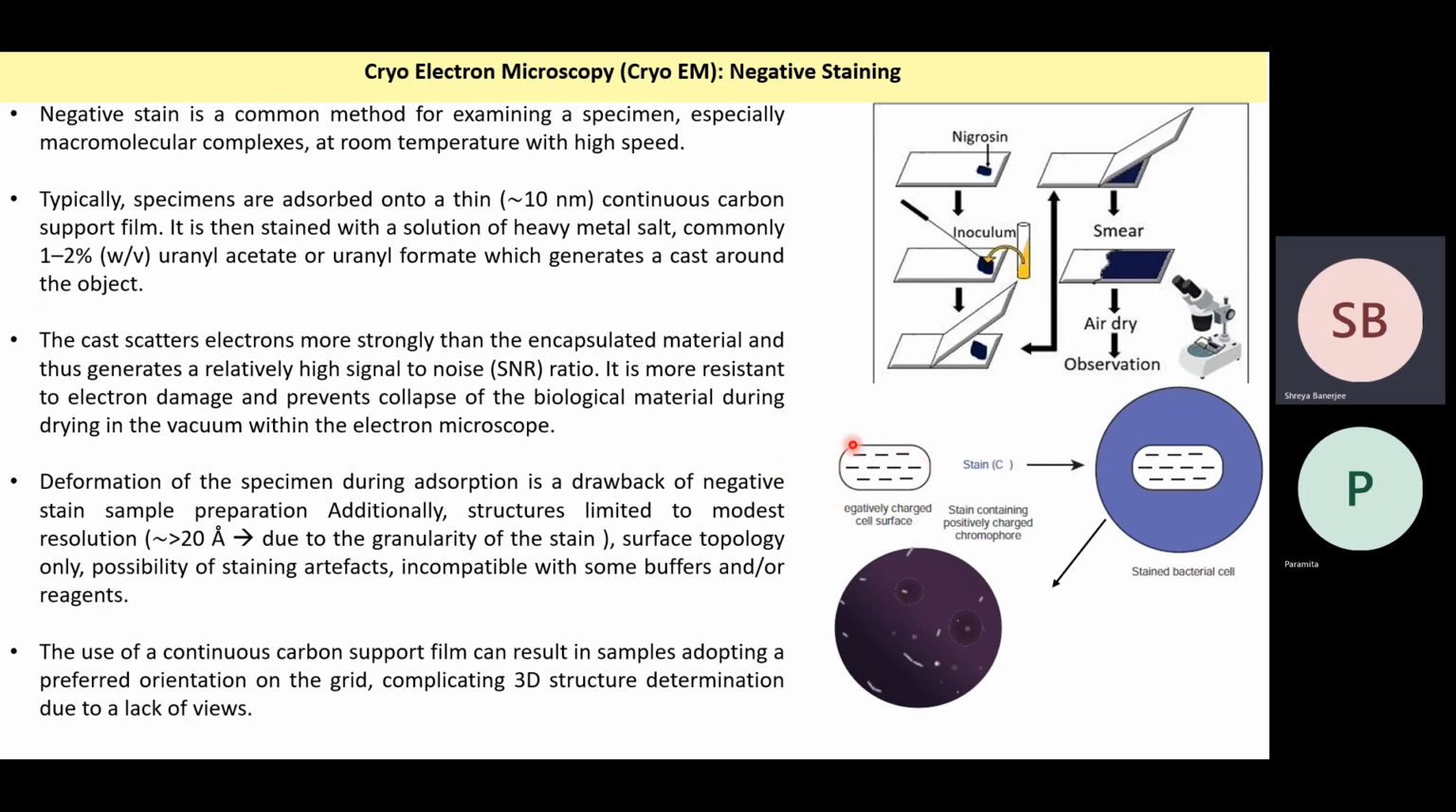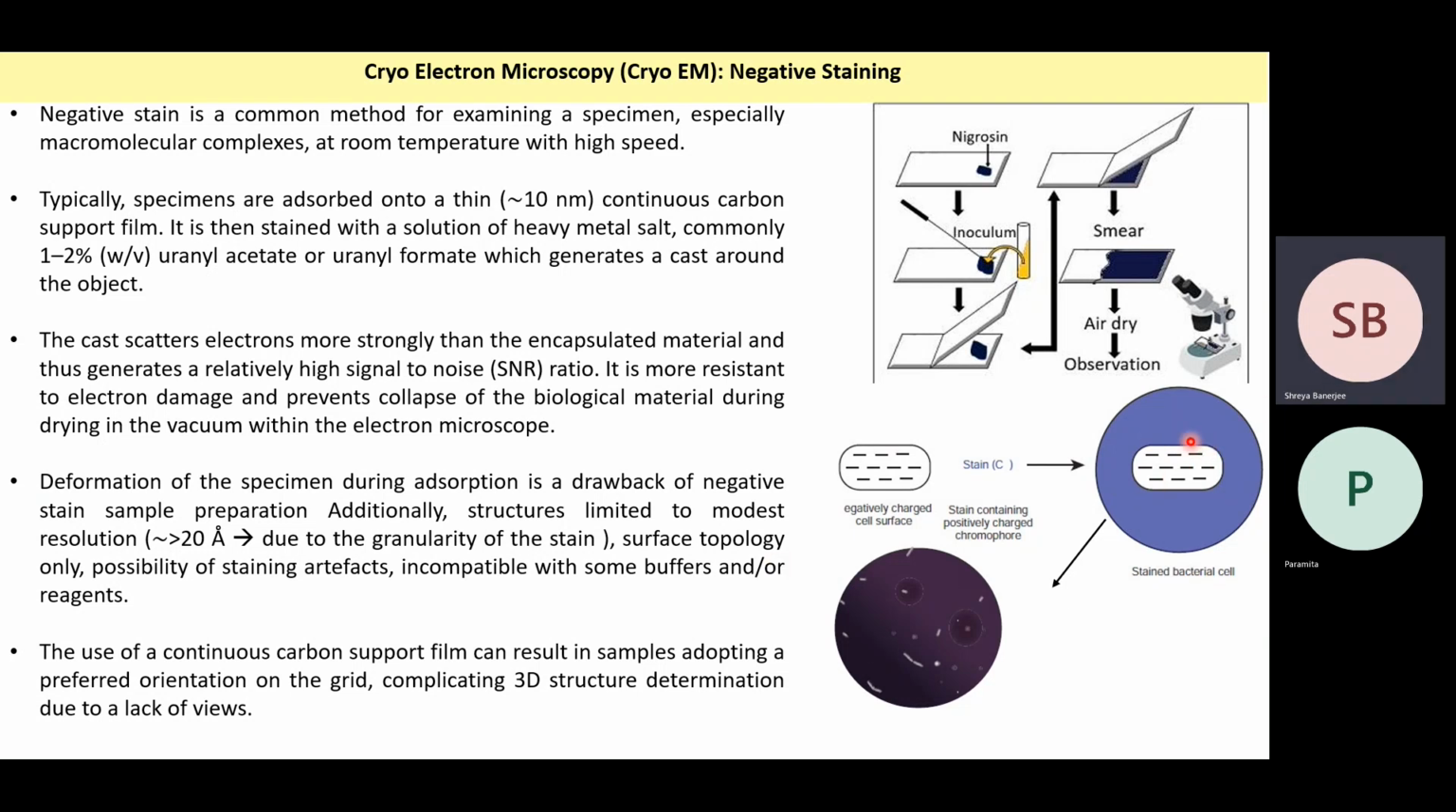So basically, if you look at the working of negative stain, you are studying this cell, suppose, and this cell is negatively charged, and you have a stain containing a positively charged chromophore. So the stain will occur in all regions where the cell is not there. Since the surface of the cell is negatively charged, the stain will only form at the surface of the cell, and the inner parts of the cell will be unaffected.